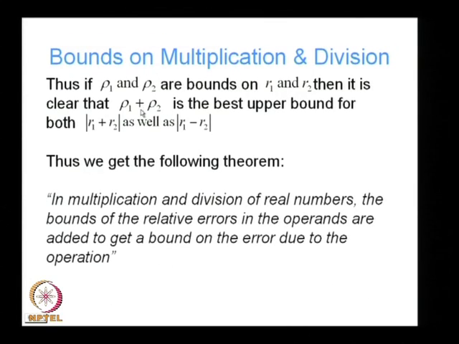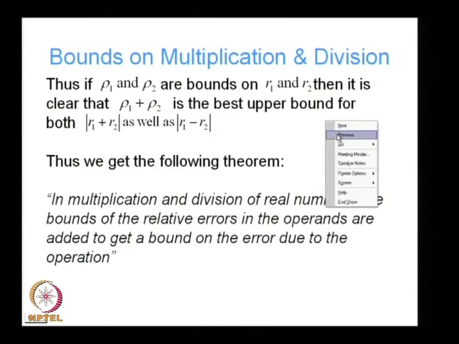Thus, if rho 1 and rho 2 are bounds on the relative errors R1 and R2, then it is clear that rho 1 plus rho 2 is the best upper bound for both R1 plus R2 as well as R1 minus R2.